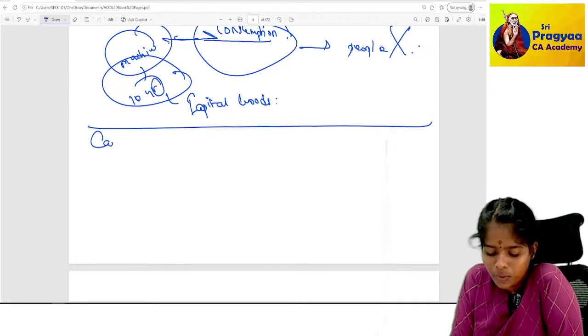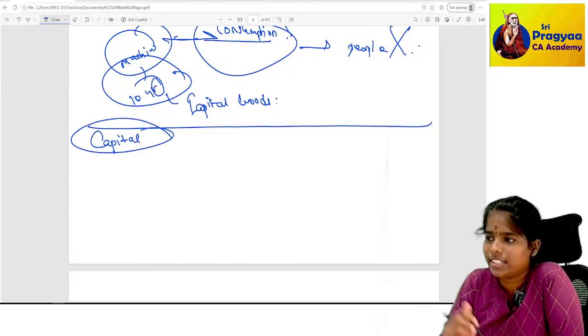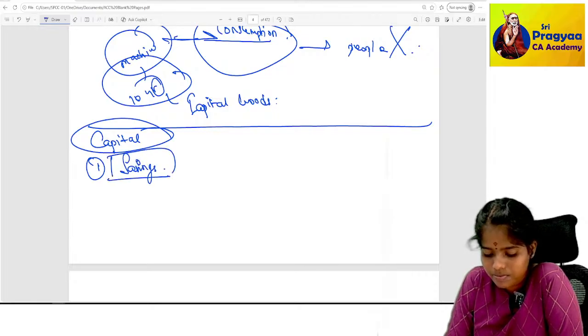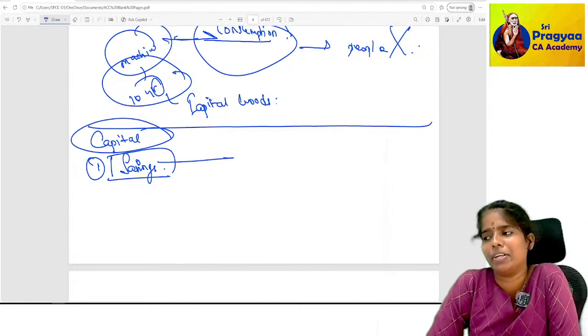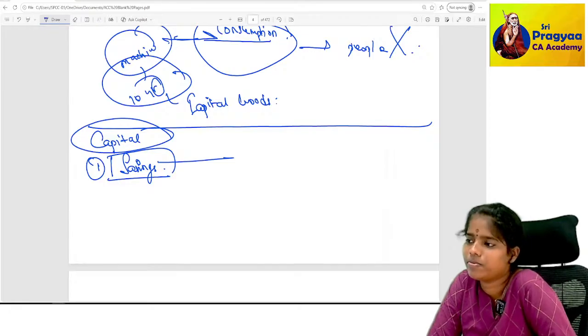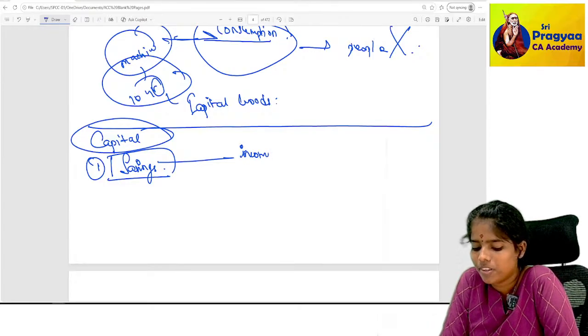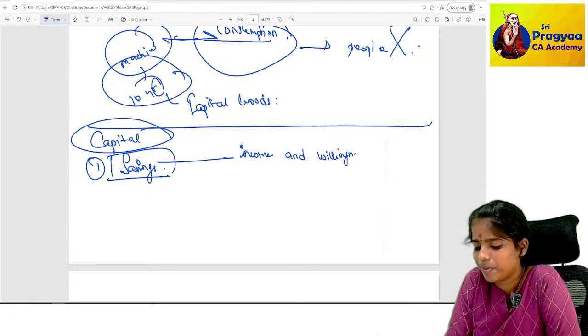Next, we will come back to capital. There are 4 stages. First stage is savings. When will you save? எப்போ பணம் சேவ் பண்ணுவீங்க? Yes, when I am having adequate income and I am also having the willingness to save money.